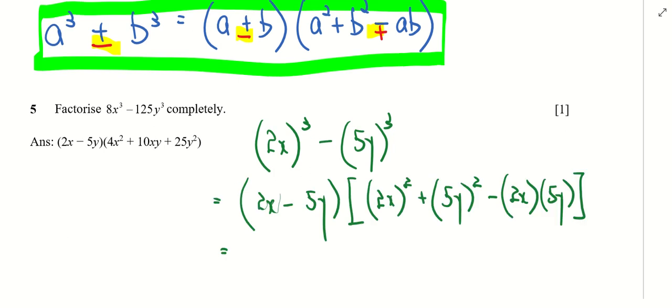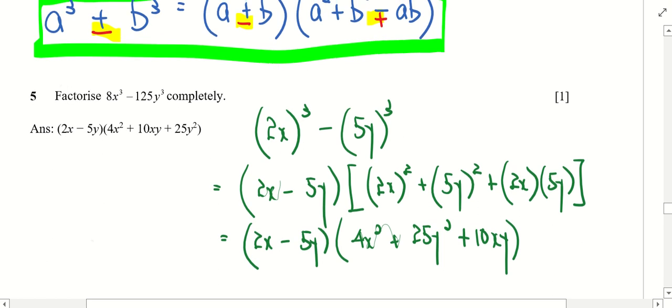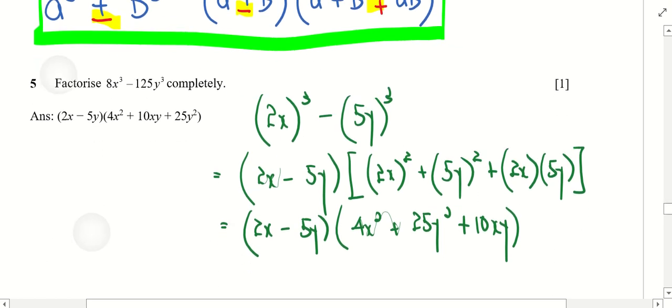Okay, after you have carefully replaced your a and b by the respective terms, what you need to do is just to simplify all the terms inside the square bracket. Alright, so there you have it. We have completely factorized this cubic expression.